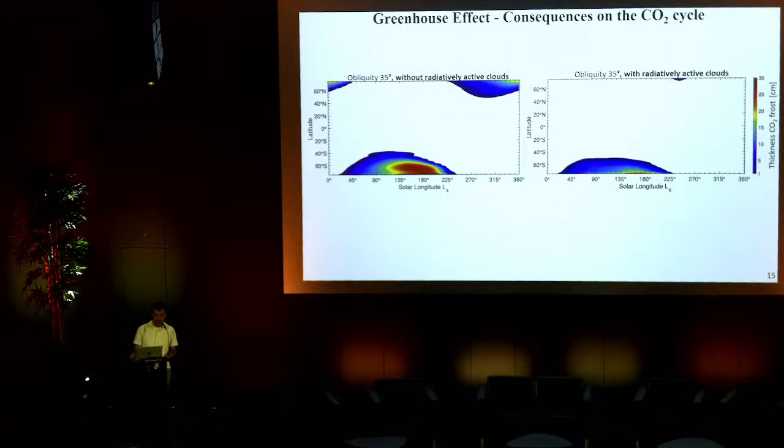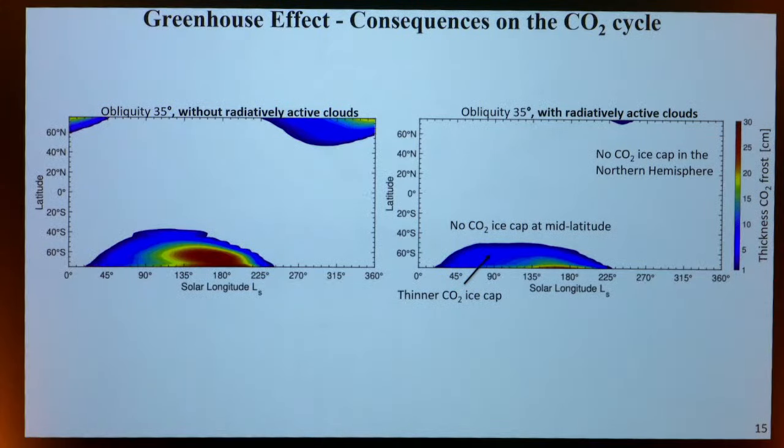And this is the same simulation with radiatively active cloud and with the greenhouse effect induced by the clouds. And as you can see, first, we have a thinner CO2 ice cap in the southern hemisphere. The cap at mid-latitude between 40 and, let's say, 30 degrees of latitude has disappeared. And finally, there is no CO2 ice cap in the northern hemisphere.